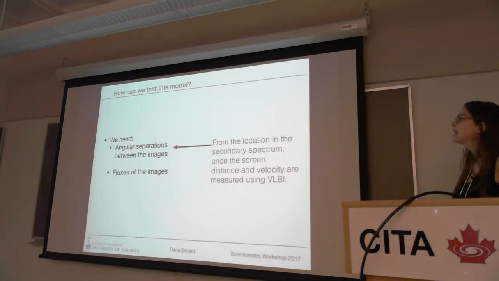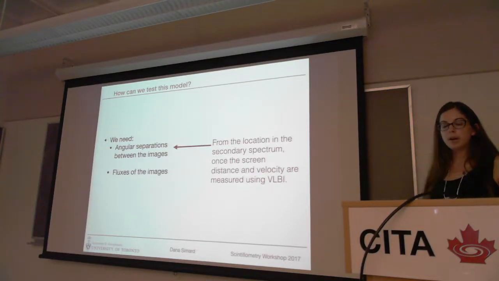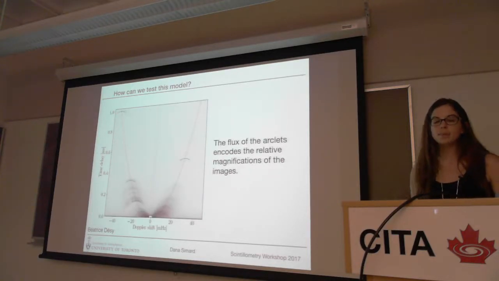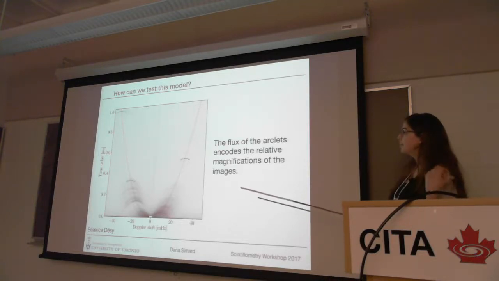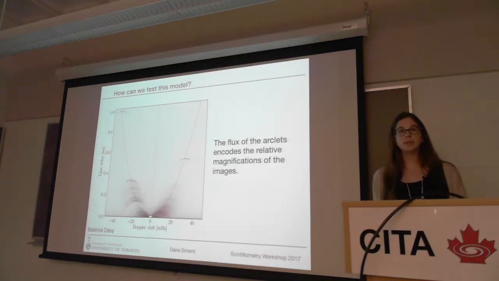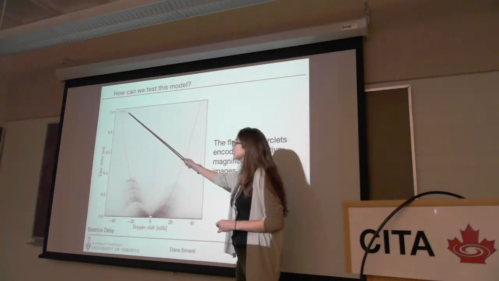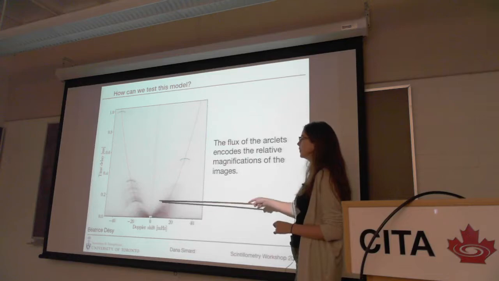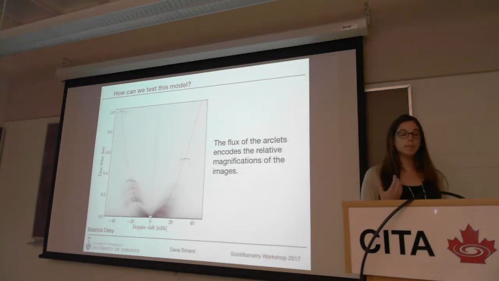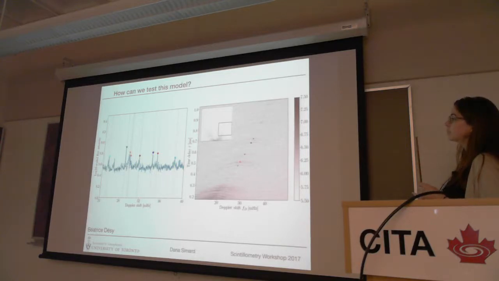So that gives us these angular separations between the images, but we also want to get the fluxes of the images, and this is not as straightforward. So we know that the flux of the arclets encodes the relative magnifications of the images. And so a summer student who worked with us here at Toronto, Beatrice Desi, tried to run a parabolic mask through the secondary spectrum in order to measure both the locations of the apexes as well as the fluxes that are contained in an arclet at each location. And so here's some of the results from that.